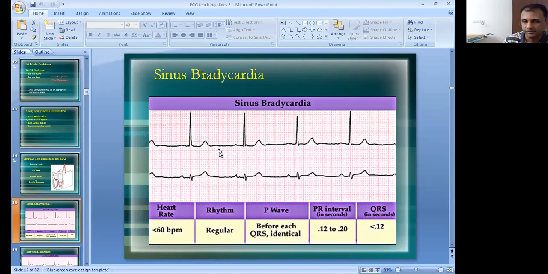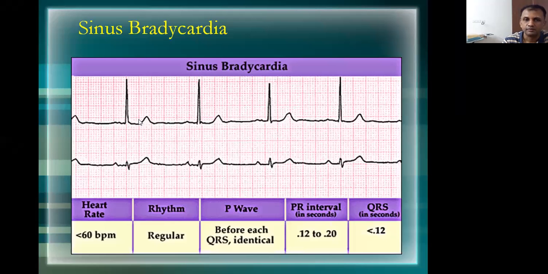In sinus bradycardia, the heart rate is usually less than 60. Tachycardia is more than 100. Here you can see it's regular because each P wave is followed by a QRS complex and the T wave. So it's regular, but slightly slow. That's why it's called sinus bradycardia.